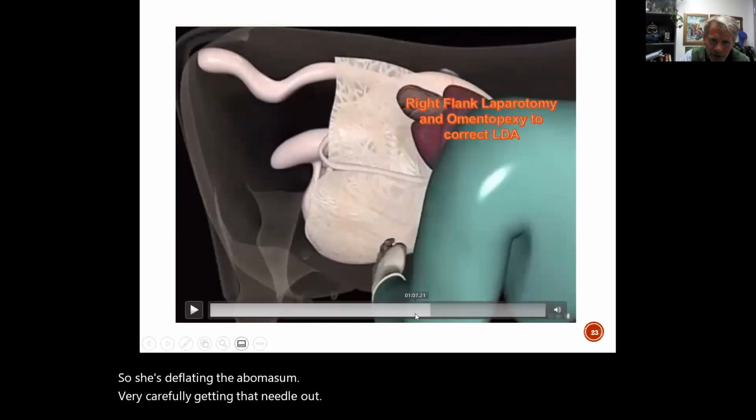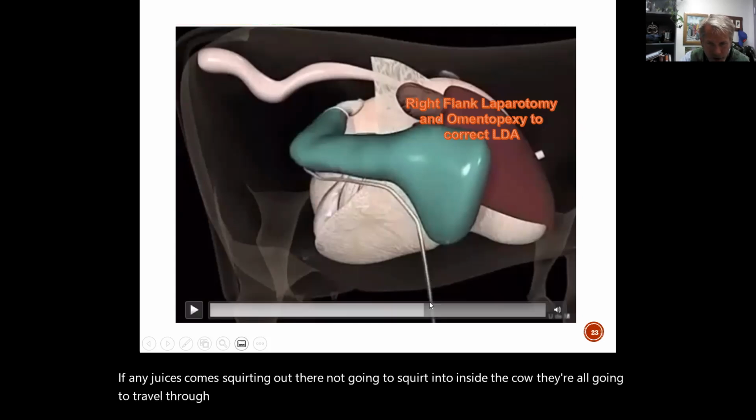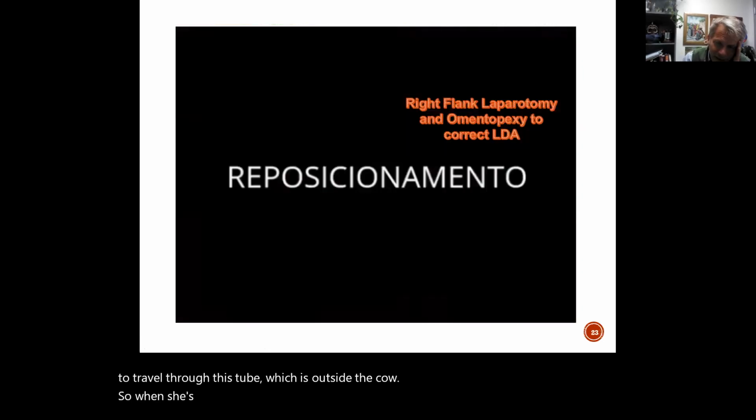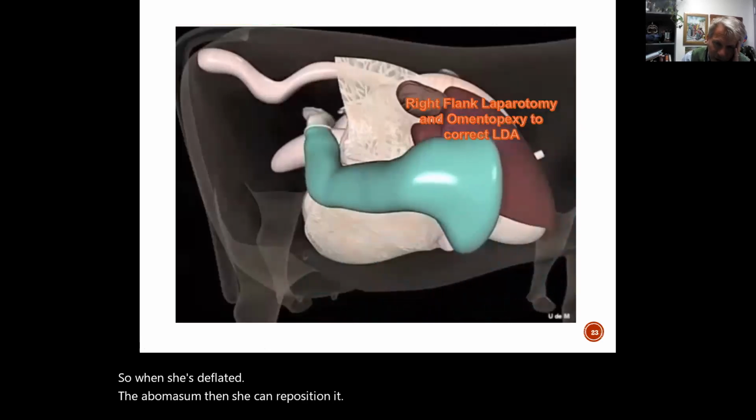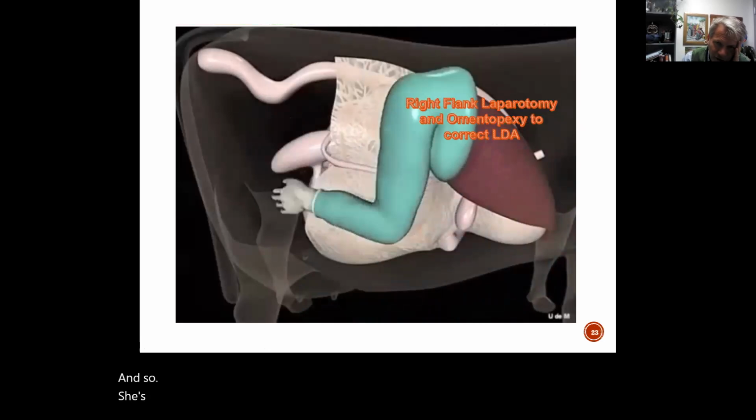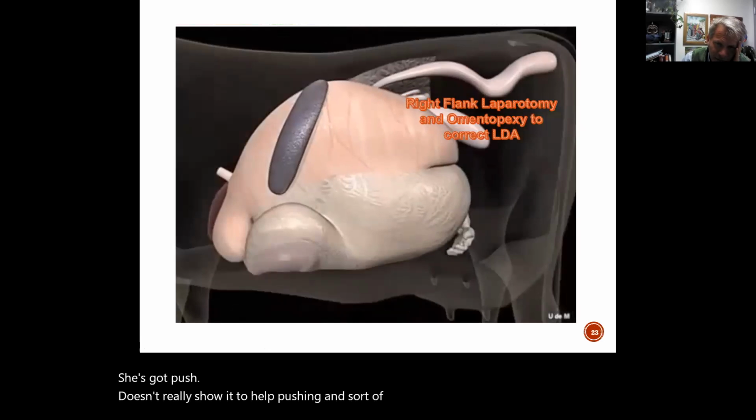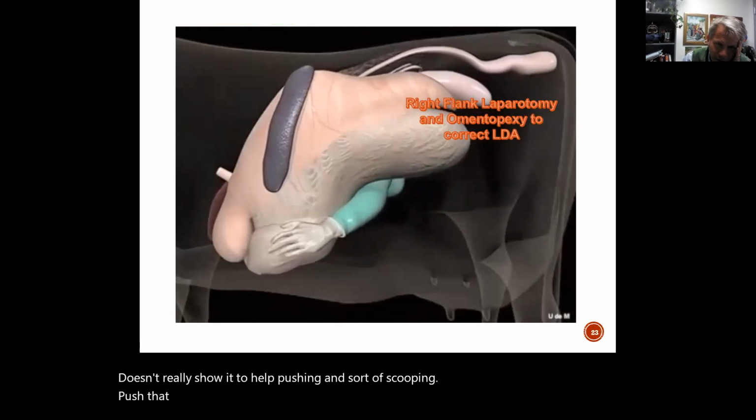And again, you saw, it's not just a needle. So if any juices come squirting out, they're not going to squirt inside the cow. They're all going to travel through this tube, which is outside the cow. So once she's deflated the abomasum, then she can reposition it. She's going to push and sort of scoop, it doesn't really show it too well, and push that abomasum back where it belongs.